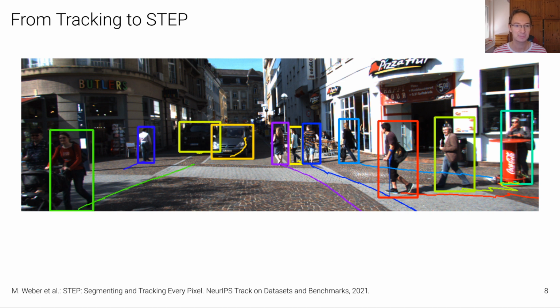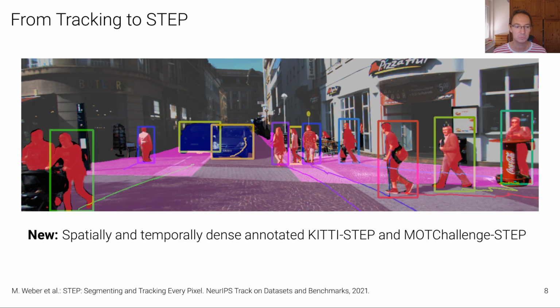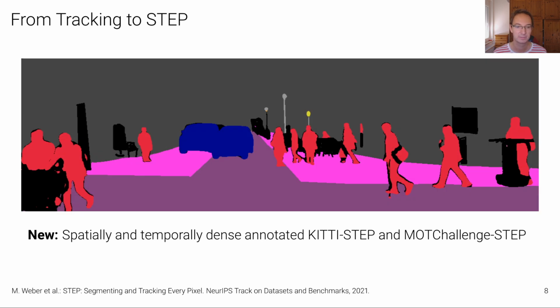So here's a visualization of this, the evolution from tracking to STEP. This is the classical 2D bounding box multi-object tracking scenario, and this is what we attempt, a spatially, temporally, densely annotated scene. And for this we have new datasets with labels that are annotated densely in space and time for both the KITTI and the MOTChallenge dataset. Here's the visualization if you remove the background image, so you can appreciate the detail of the semantic and the instance segmentation.